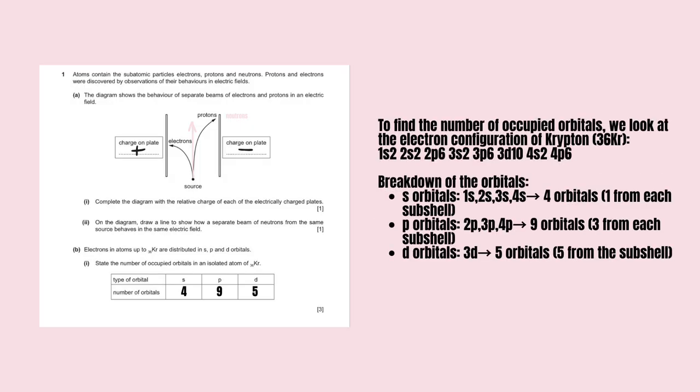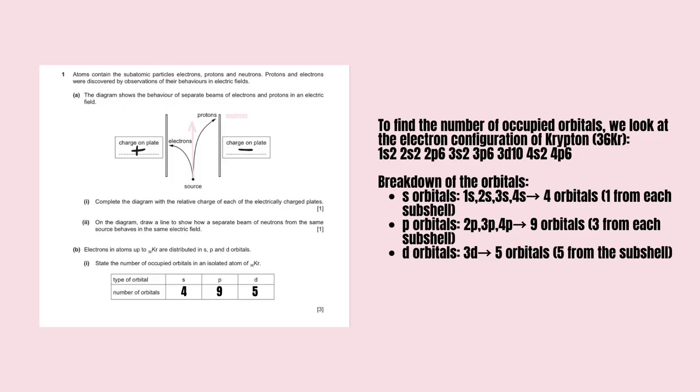Finally, let's solve part B1. For krypton, which has 36 electrons, its full electron configuration is 1s2, 2s2, 2p6, 3s2, 3p6, 3d10, 4s2, 4p6. Let's count the occupied orbitals by type. S orbitals: we have 1s, 2s, 3s, and 4s. Each subshell has one orbital, giving us a total of 4.